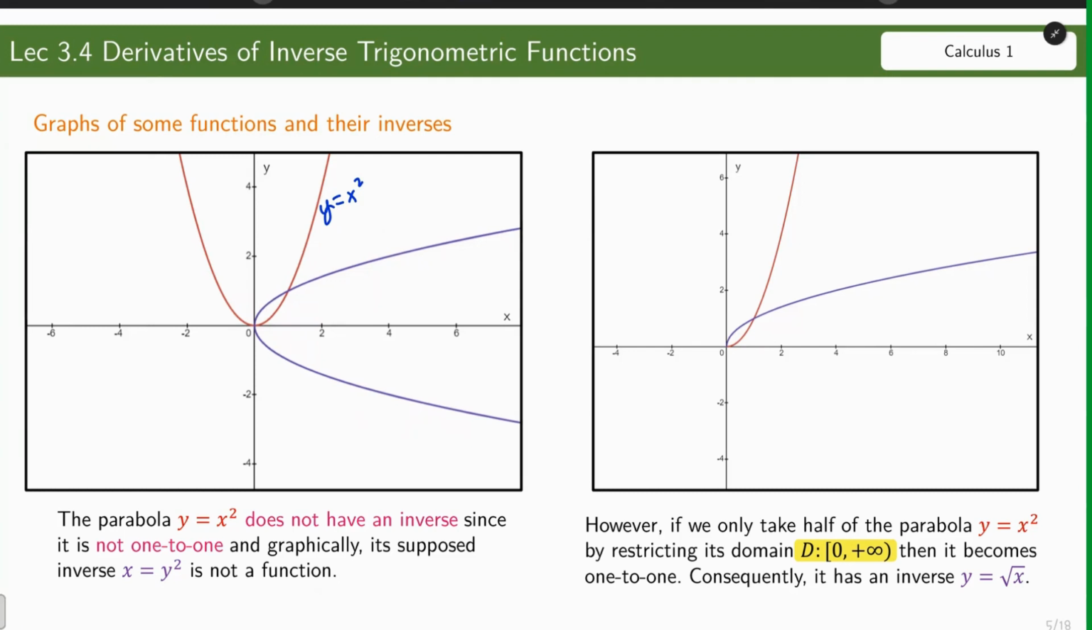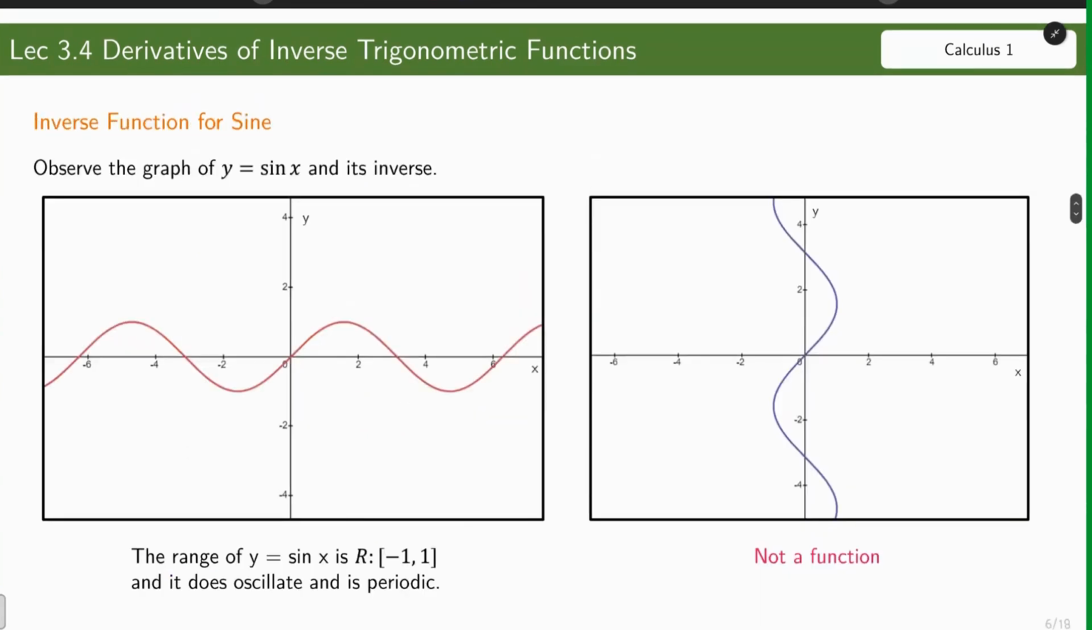Consequently, the inverse of this would be y is equal to square root of x, which is also a function and one-to-one, just like y is equal to x squared. So that is what we do to functions that are not one-to-one. We just simply restrict their domain. Let's talk about the inverse of trigonometric function just like sine.